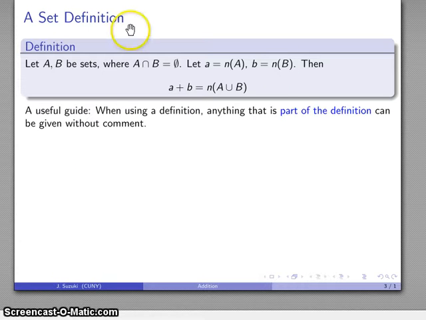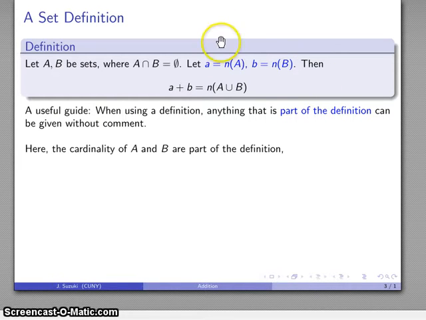Now here's a useful idea. If I'm going to use this definition, say in a problem that requires us to prove something, anything that's part of the definition you can simply state without having to give any further comment. You don't need to defend what you are saying, you can just simply state it, claim it, and without any further comment, assume that it's true.